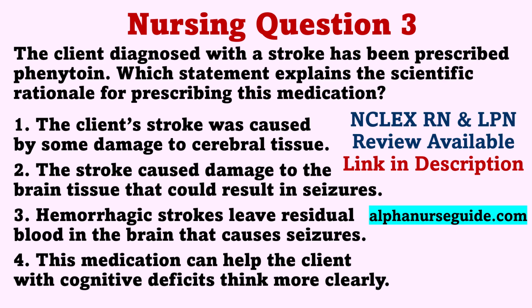The correct answer is 2. The stroke caused damage to the brain tissue that could result in seizures. Rationale: stroke caused loss of function in areas of the brain leads to a problem with nerve impulse transmission. This blocked transmission can initiate a seizure. Phenytoin is an anticonvulsant. Strokes cause damage to the cerebral tissue. The brain does not cause the damage to itself. If the client survives a hemorrhagic stroke, the body will reabsorb the blood. There should not be any residual blood. Anticonvulsants do not increase cognitive ability.